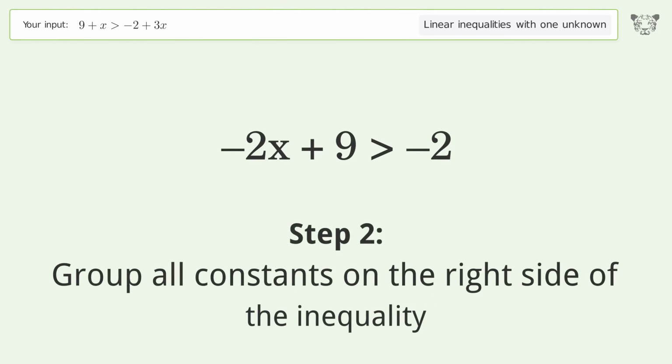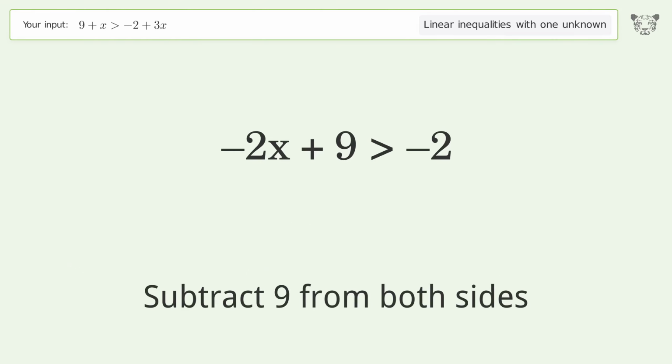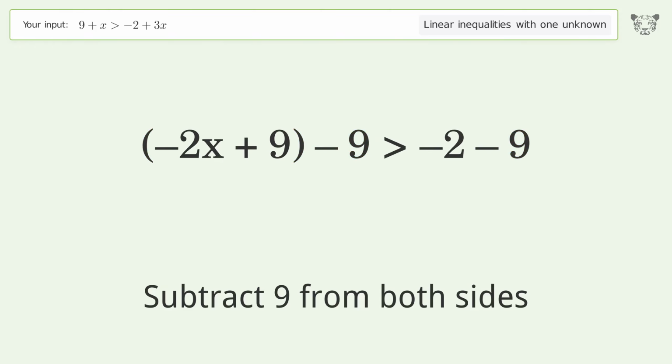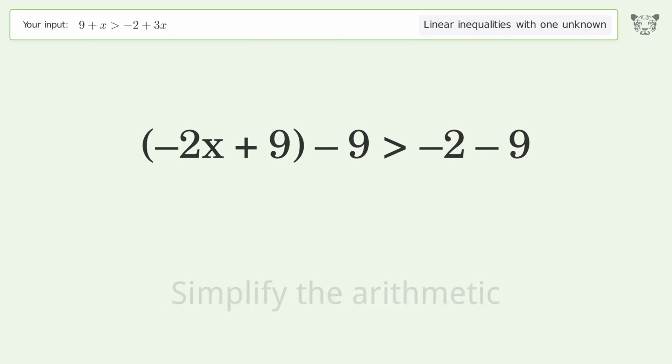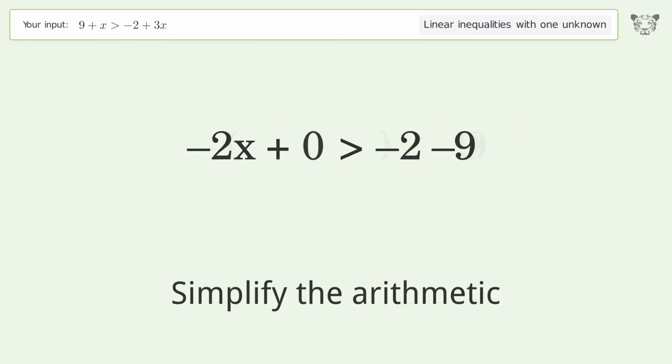Group all constants on the right side of the inequality. Subtract 9 from both sides. Simplify the arithmetic.